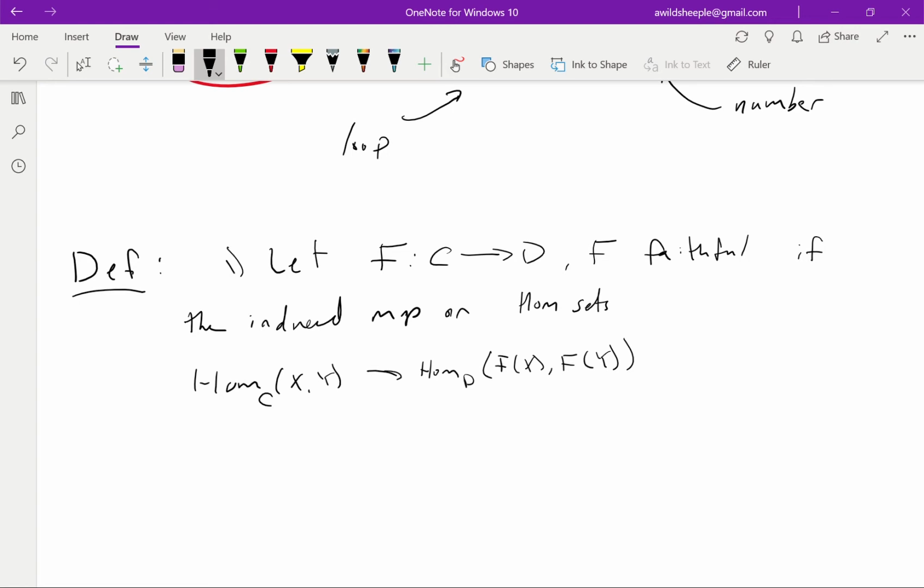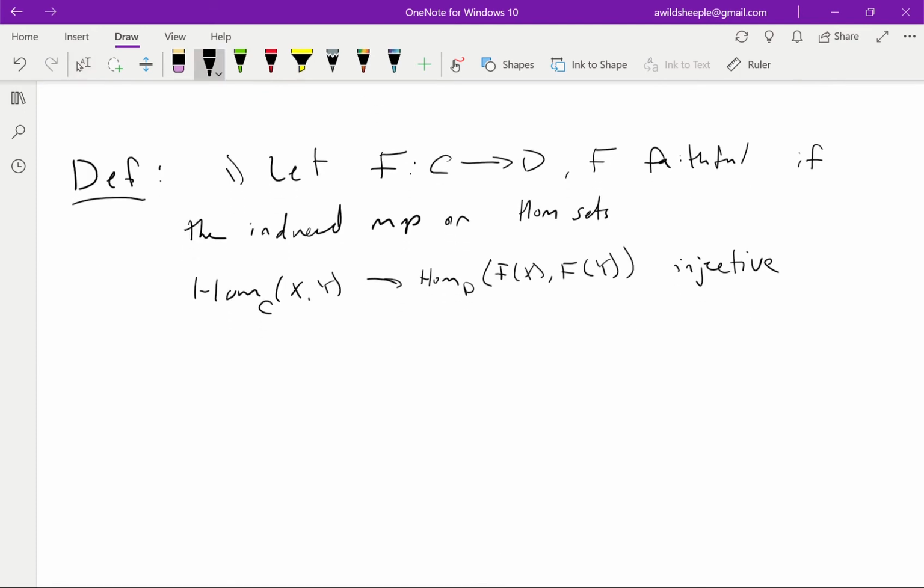Okay, so if the induced map on Hom sets is injective. And 2, we'll say that F will be called essentially surjective. Oh, whoa, I'm getting ahead of myself. F is called full. I said faithful, so now I have to say what full is. If the same map is surjective.